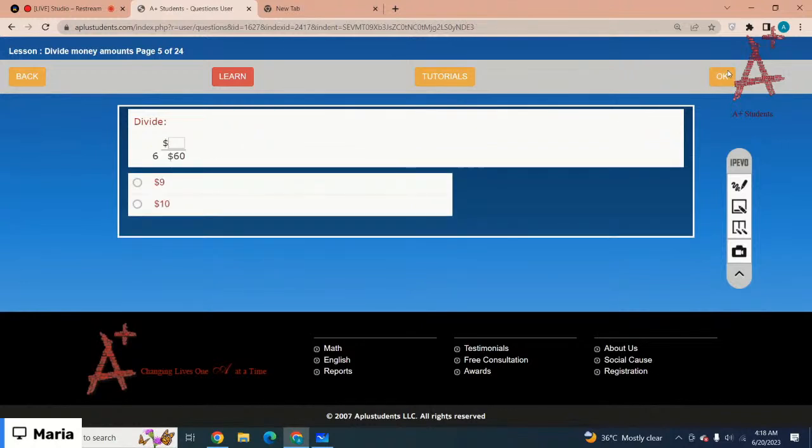Okay, the next one is 60 divided by 6. So which is the correct option? You have to count the table of 6 until 60. So 6 times what number is 60? It would be 6 times 10 makes 60. So very good. That would be 10.